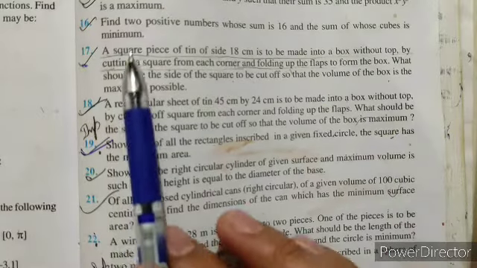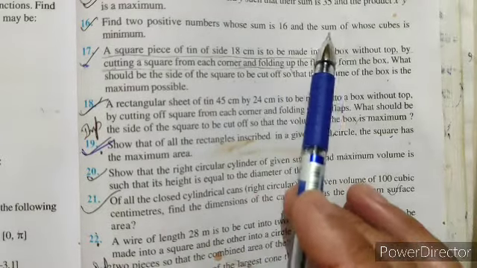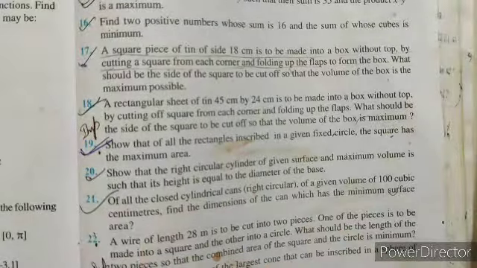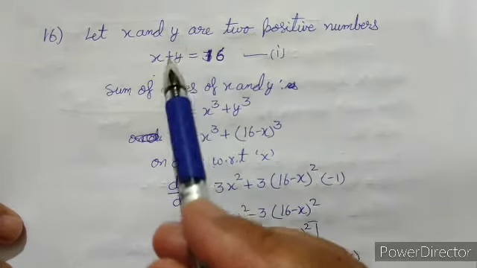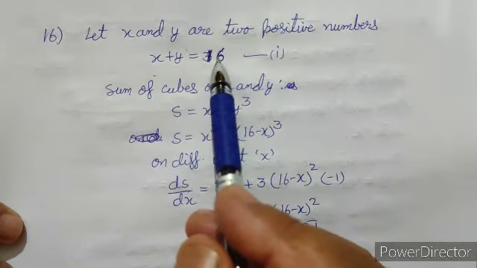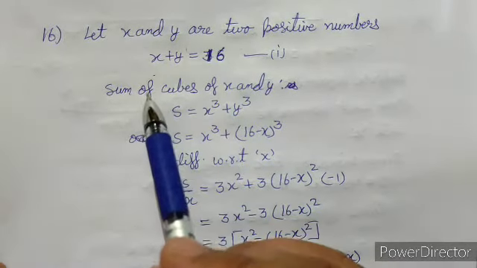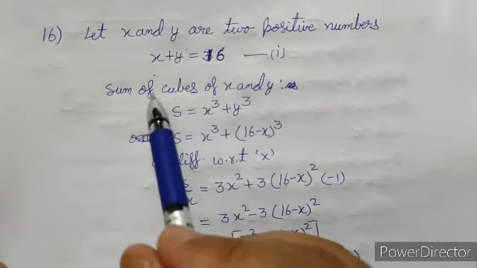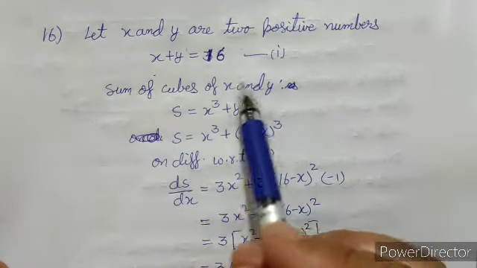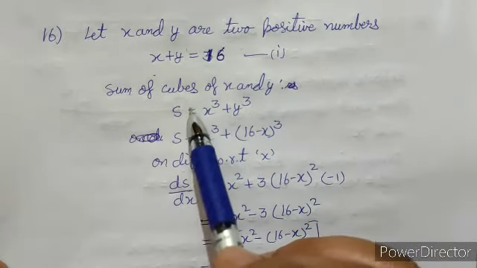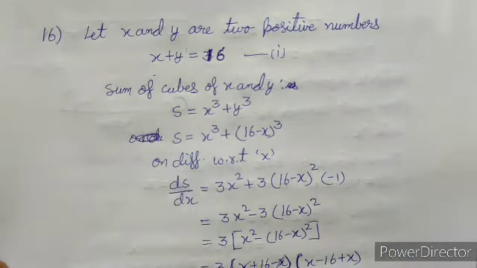In question number 16, we have to find two positive numbers whose sum is 16 and the sum of whose cubes is minimum. Now suppose x and y are the two positive numbers. Here the sum of the positive numbers is given to us as 16, so x plus y will be equal to 16. Now we have to find the minimum value of the sum of cubes of the given numbers. The sum of cubes of x and y will be x cube plus y cube. Here I have taken the sum as s.